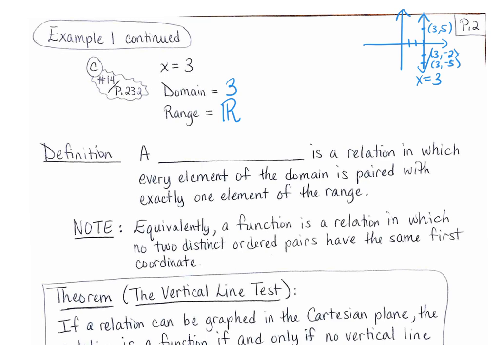Another definition. A function is a relation, so it's a set of ordered pairs, in which every element of the domain is paired with exactly one element of the range. Equivalently, a function is a relation in which no two distinct ordered pairs have the same first coordinate. Okay?